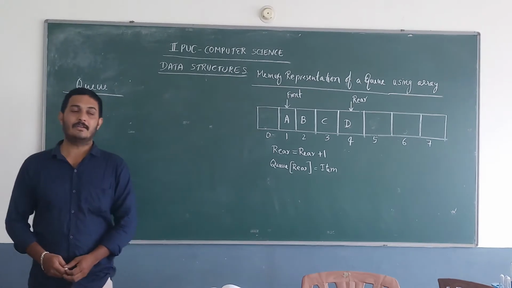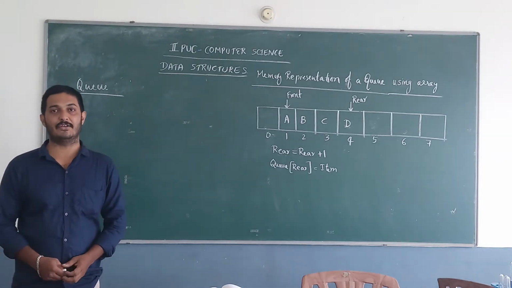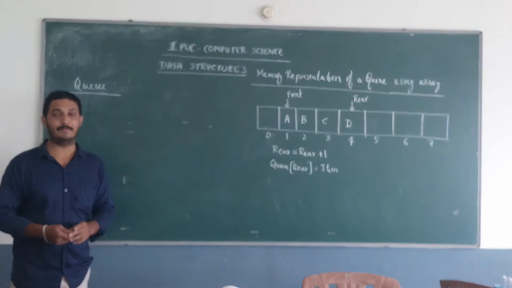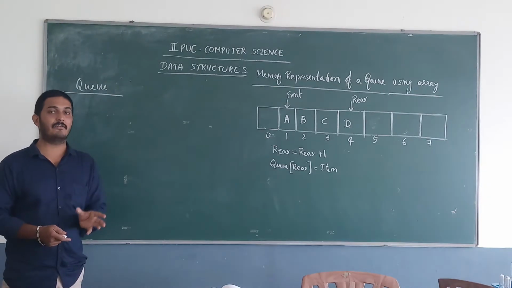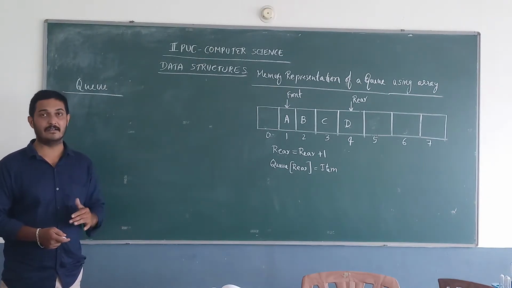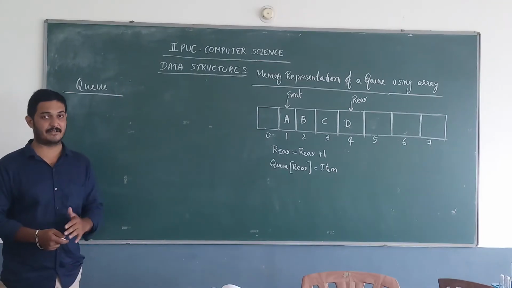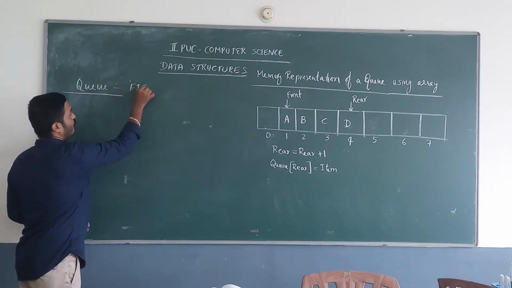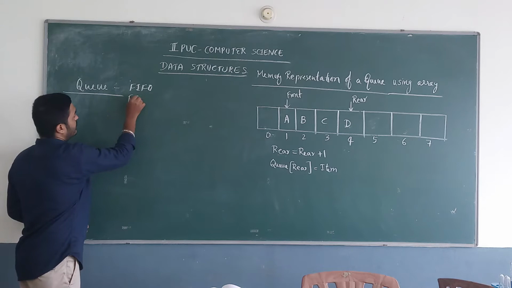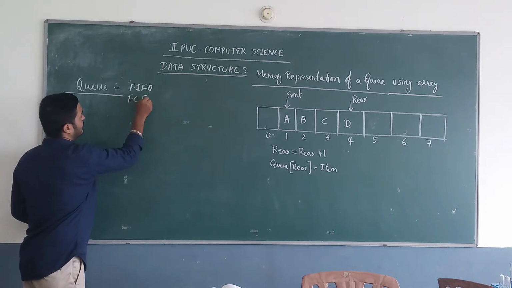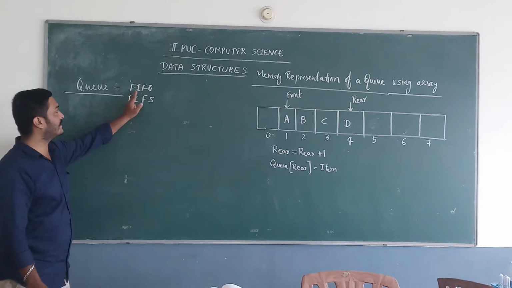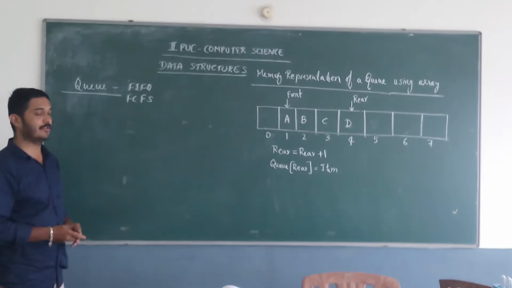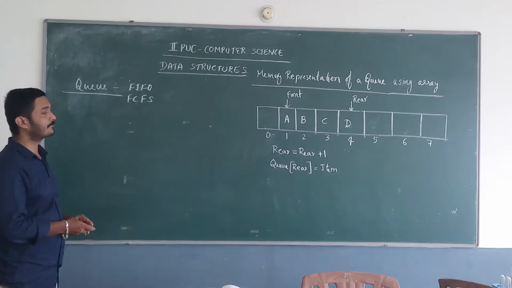Namaste students. So last class we studied about the Queue linear data structure. It is a linear data structure where insertion takes place in one end called rear and deletion takes place in another end called front. Another name of the Queue data structure is FIFO or FCFS: first come, first served, or first in, first out. These are about the Queue data structure.